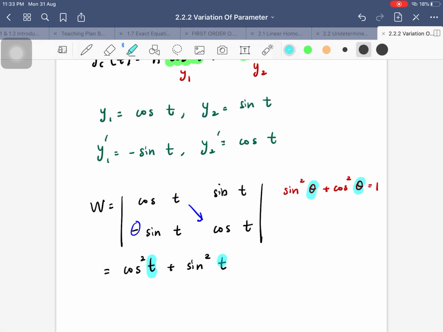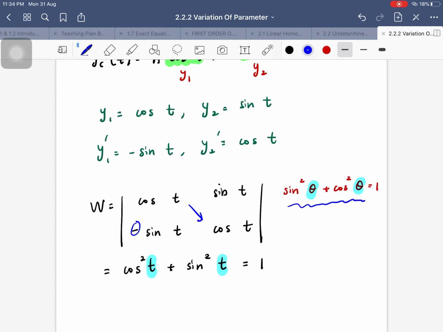On the condition that the angle must be the same. So now the angle is the same. This is cos squared t, and the other is sine squared t. They are the same, so here we can simplify. So the Wronskian is going to be 1. Trust me, every single time you do your calculation and you get your y1 and y2 in terms of cos and sine, you are always going to have to apply this property.